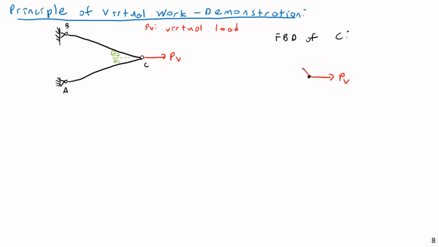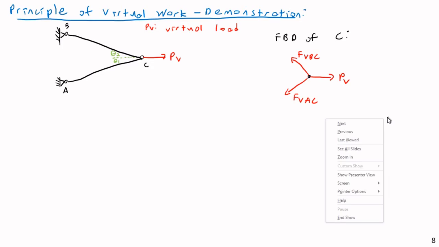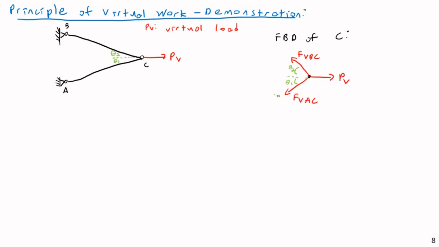Then what would be produced internally, I would have some sort of FVBC, a virtual force in member BC, and FVAC, and the same theta 1 and theta 2. As a review, I have my virtual load applied to the outside of the structure, and this produces two virtual internal loads. So we have external loads and internal forces.